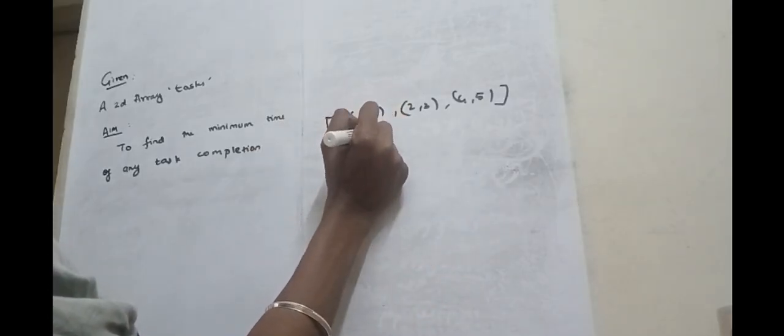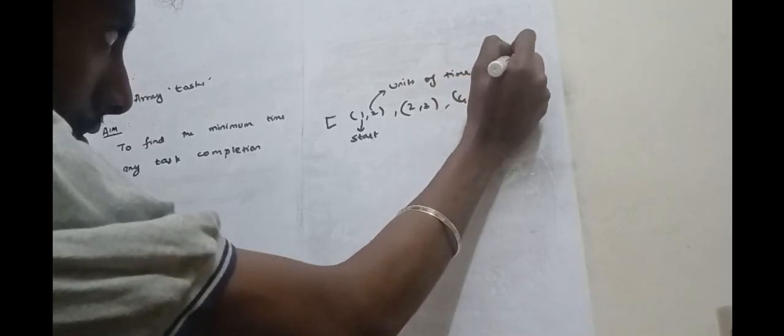of time. So what does it mean? First of all, this indicates the start time and this indicates the units of time to finish. Now we know that this particular task will complete at time 3. How? It starts at 1. It takes 2 units of time to complete, so 1 plus 2 is equal to 3.